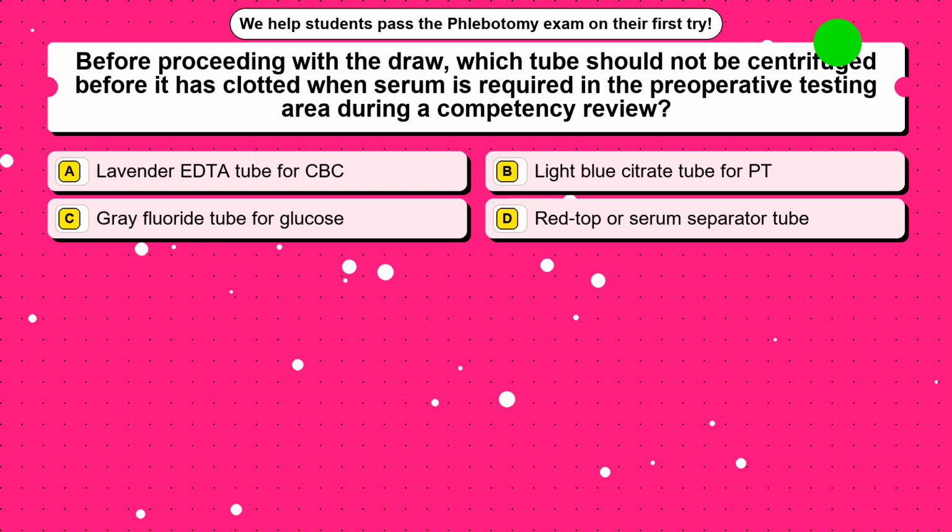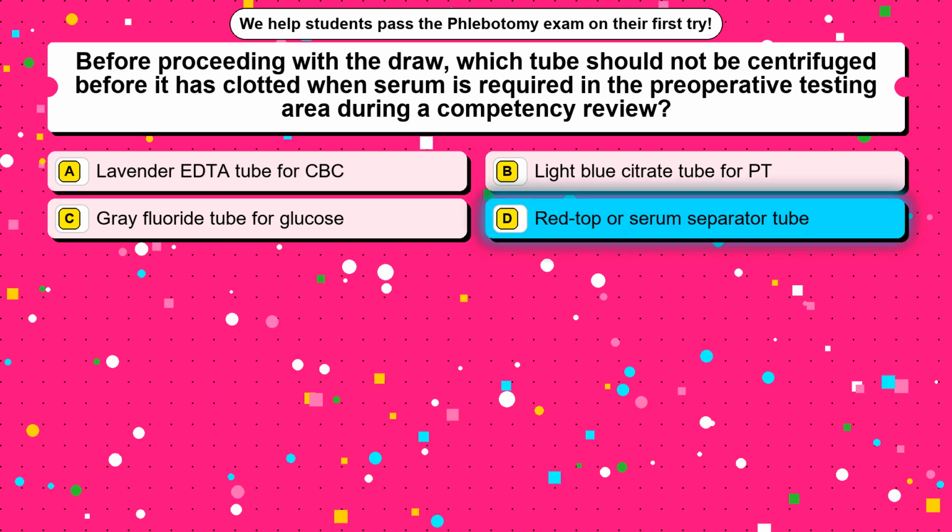Question 94. Before proceeding with the draw, which tube should not be centrifuged before it has clotted when serum is required in the preoperative testing area during a competency review? Option A. Lavender EDTA tube for CBC. Option B. Light blue citrate tube for patient. Option C. Gray fluoride tube for glucose. Option D. Red top or serum separator tube.